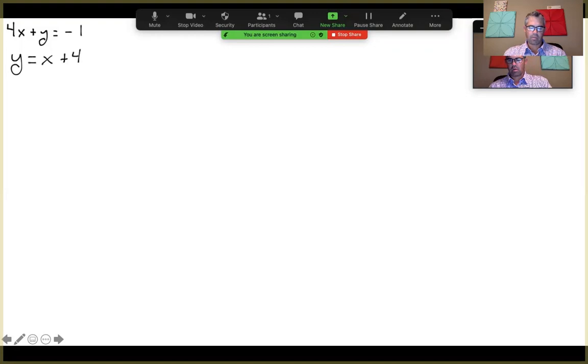Now, since we're solving this system by graphing, what we're trying to find out is where do the graphs cross? That's the whole goal in terms of solving by graphing, is figuring out where do the two equations cross.